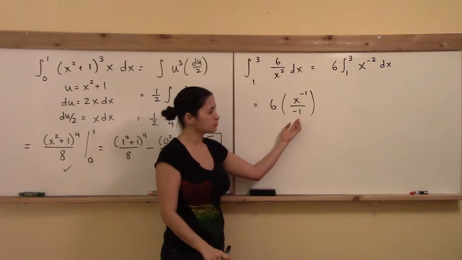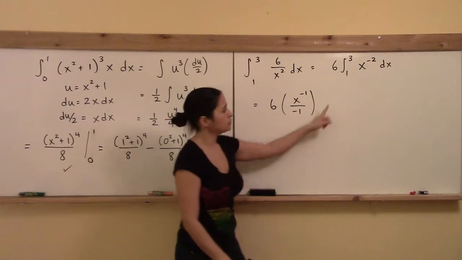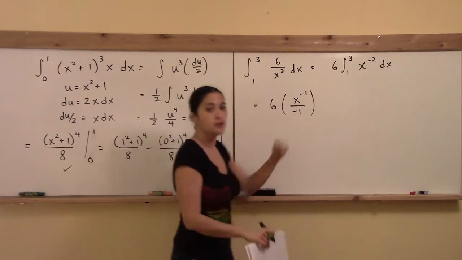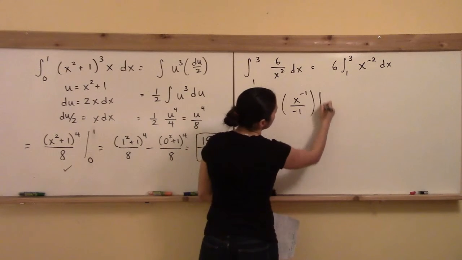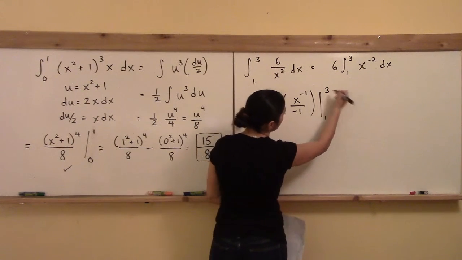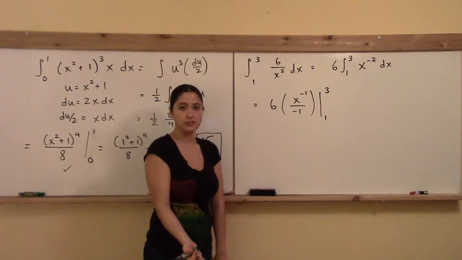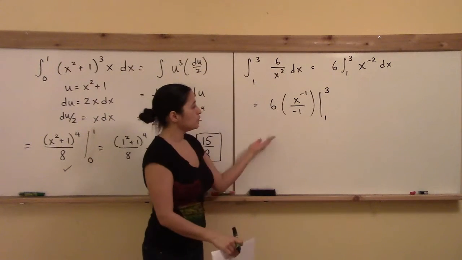Well, I just like to take the derivative of this function in my head, and sure enough, it matches with the x squared right there. So yes, I did that correctly. And so now I'll go on to the part where I have to evaluate it at 3 and subtract the evaluation at 1. Okay, what to do with the 6?